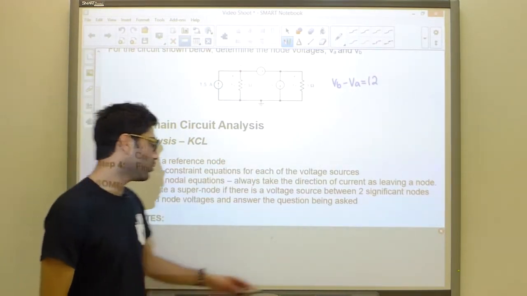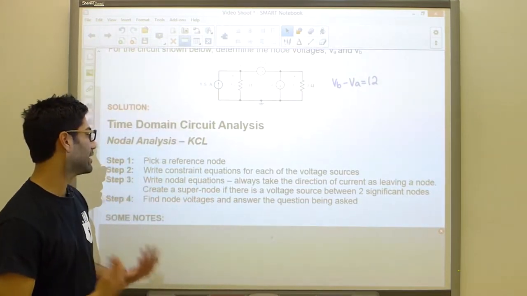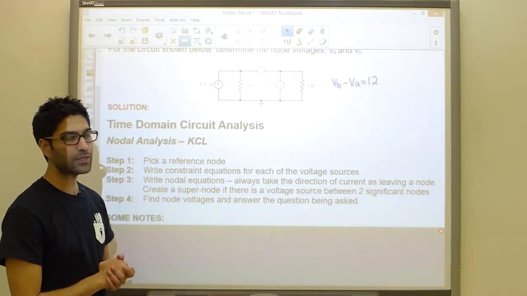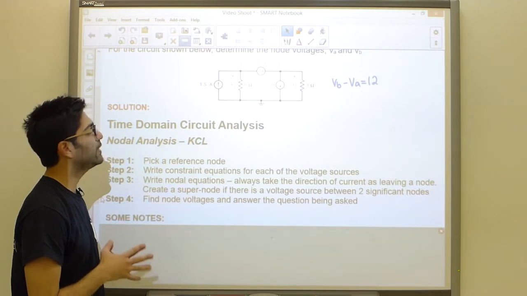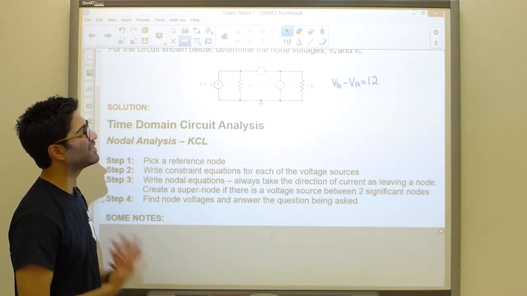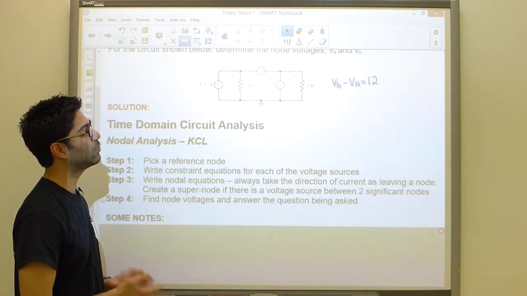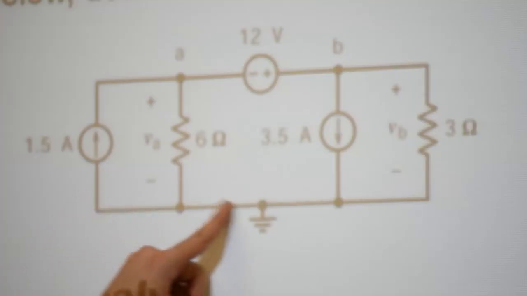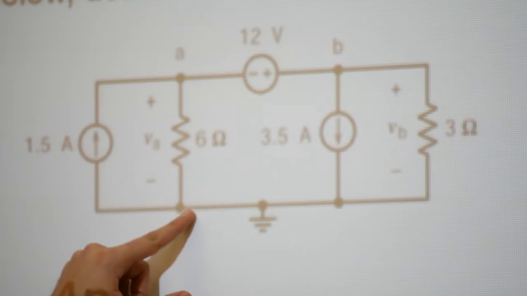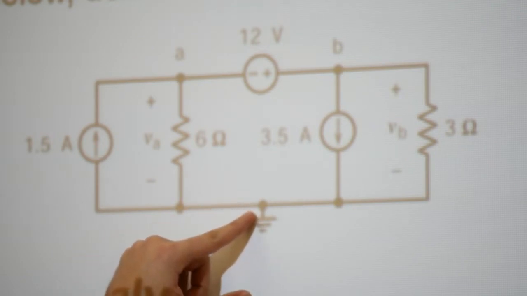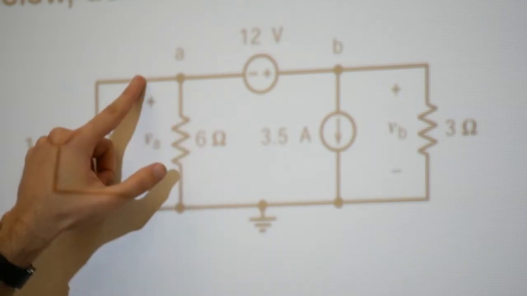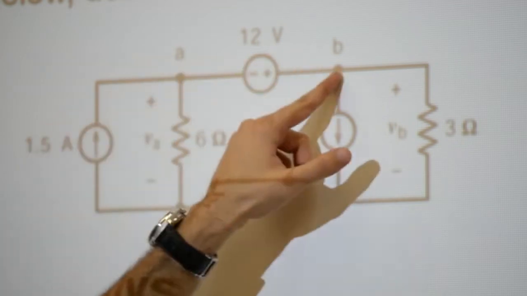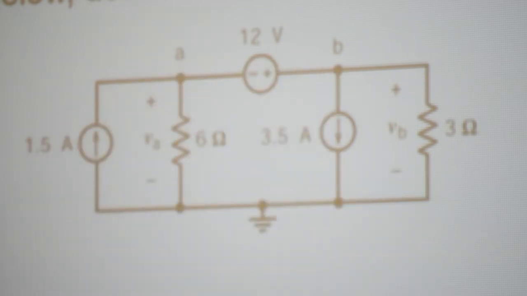Next, you're going to write nodal equations for every significant node. A significant node is a node that you do not know the voltage at. For instance, this bottom node here would not be a significant node because we know it's our reference, it's equal to 0. But every other node, I don't know the voltage here, I don't know the voltage there. Those nodes are definitely significant, and we're going to write nodal equations for them.